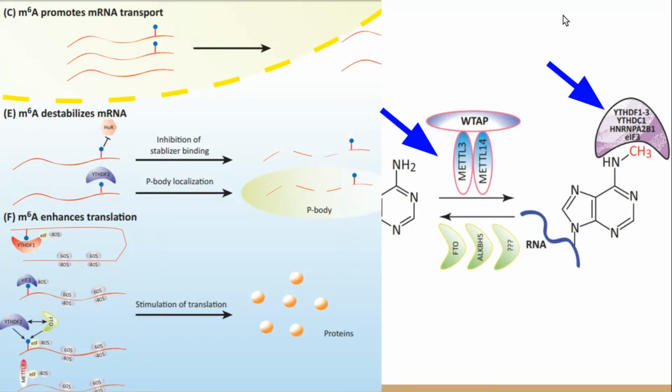YTHDF proteins and a couple of other proteins which have been shown to bind m6A mediate the very diverse effects of these methylations. m6A has been linked to increased mRNA export, mRNA destabilization, and enhanced translation, likely depending on the specific location of the methylation. m6A methylations at the 3' UTR appear to promote degradation in P-bodies, generally, which we'll discuss in a bit, what a P-body is.